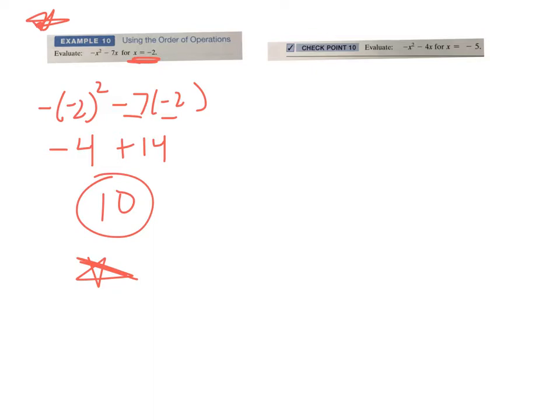Let's look at our next one where we have the same kind of thing. I have a negative, and then I'm substituting my -5 for the x squared, minus 4, and a -5 for the x. By doing that, I must do the exponents first. That's a positive 25, but the negative is part of it. And then a negative times a negative is a positive 20. And when I add that, I get a -5.